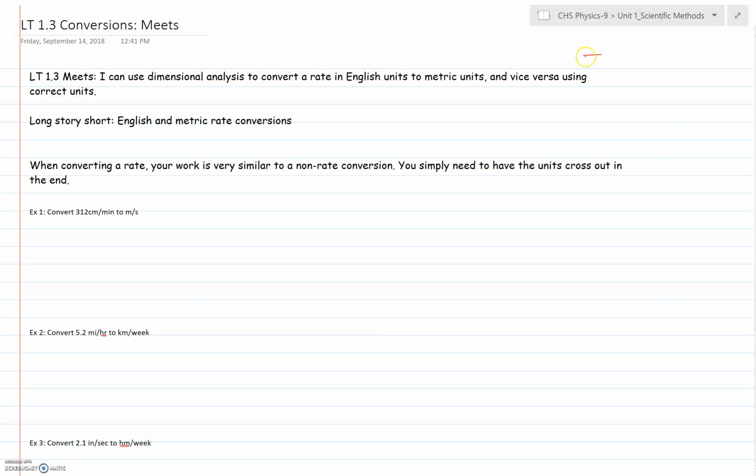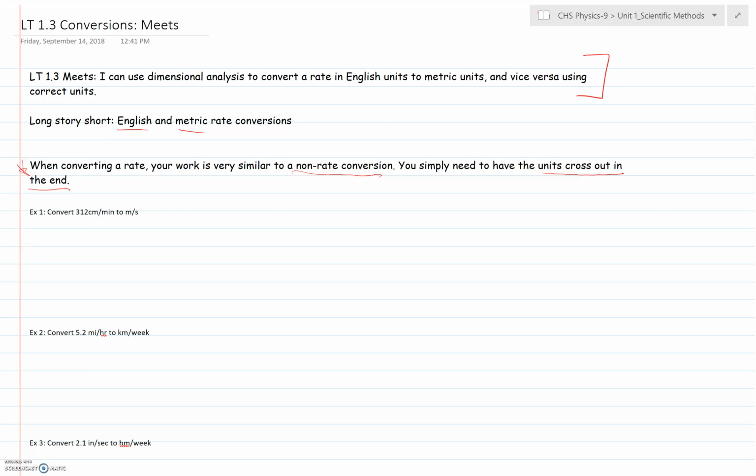The full text is right here, but the long story short, I don't want to read that to you. The long story short is that we're doing English and metric rate conversions. So first thing I want you to write down is this little bit right here. When converting a rate, your work is very similar to a non-rate conversion. You simply need to have the units cross out in the end. Okay, so it's the same as before, but we're just going to have to do a couple more steps than what we're used to.